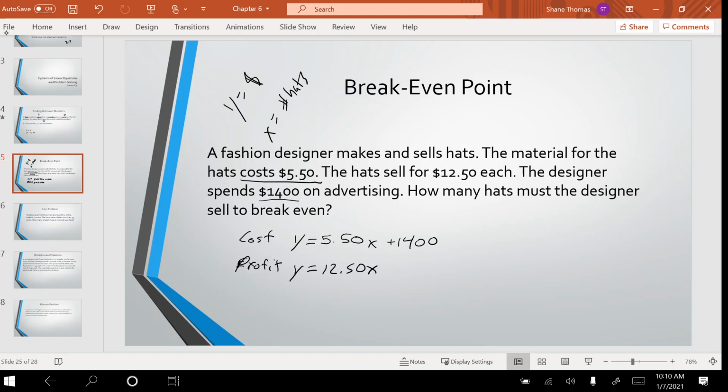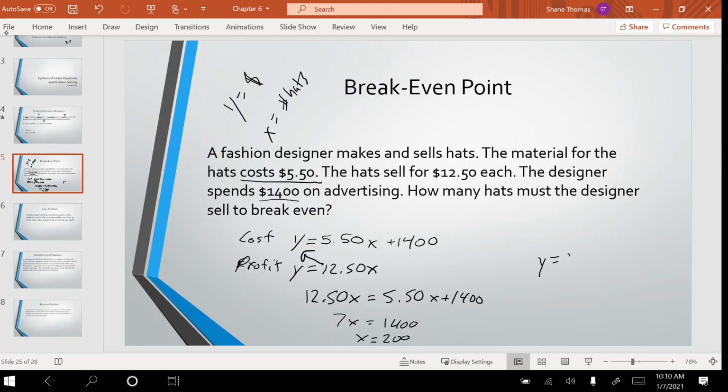What are you going to do? Substitution, elimination? I think substitution looks pretty good. So I can just put this right there. So I have 12.50x equals 5.50x plus 1400. So I'm going to have 12.50 minus 5.50. What's that going to be? 7. 7x equals 1400. So x is going to be what? 200. All right, I want to plug this back in to find my y variable as well.